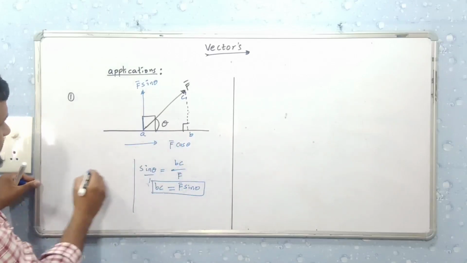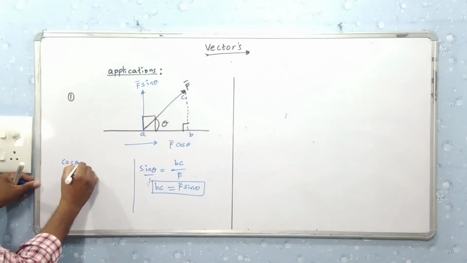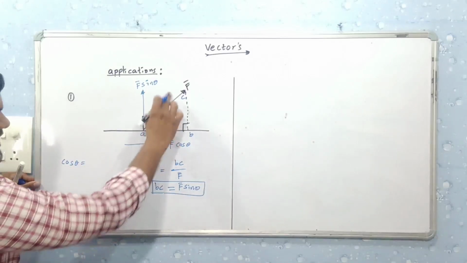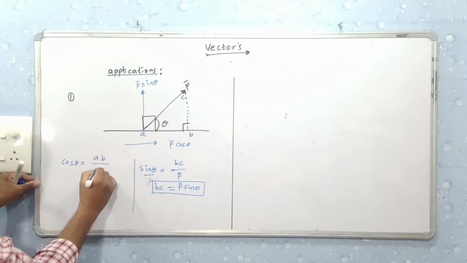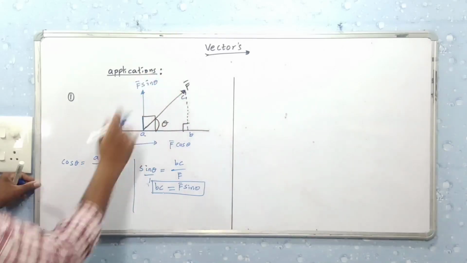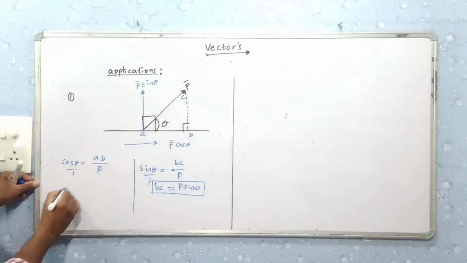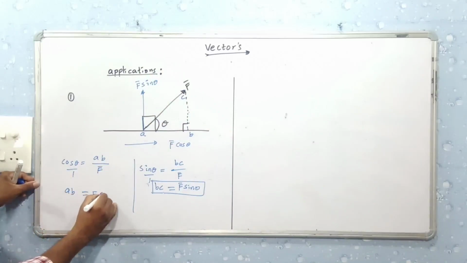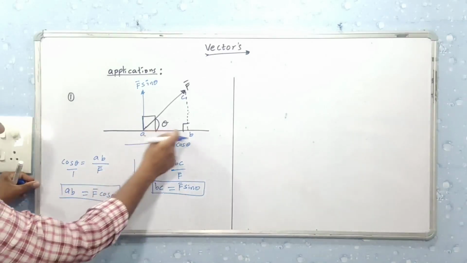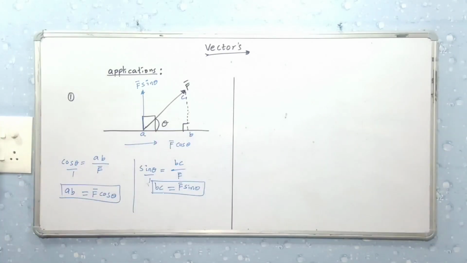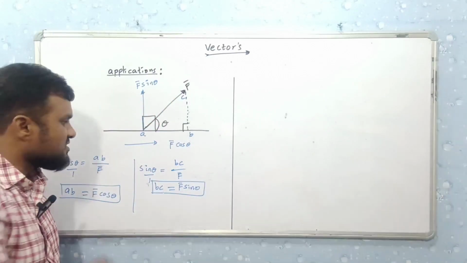And similarly observe cos theta. From the same triangle, cos theta is adjacent by hypotenuse. What is adjacent? AB is adjacent, by hypotenuse F bar, AC, that is F bar. Do cross multiplication. AB into 1, AB is equal to F bar cos theta, where AB is F bar cos theta. I have resolved F bar into two components. This is how you should resolve.